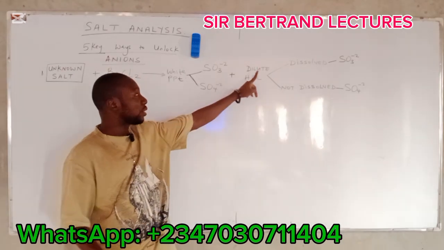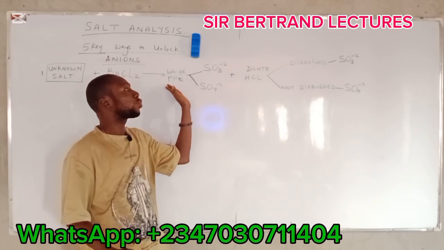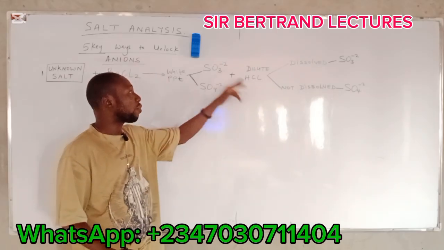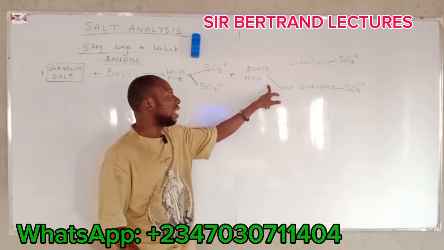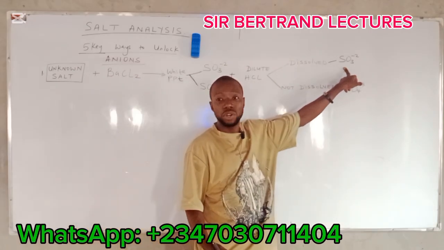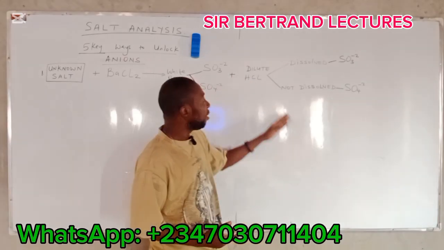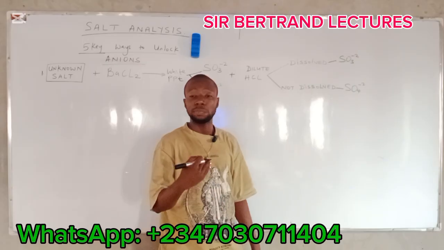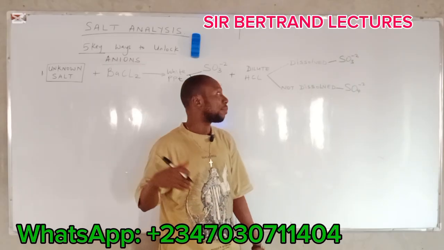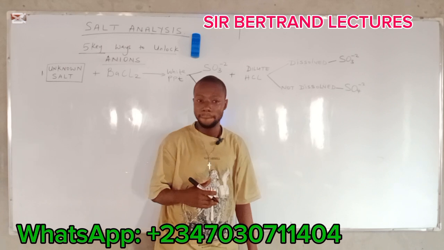If the precipitate dissolves, after you must have added barium chloride to the sample, which gives white precipitate, if the precipitate dissolves in the presence of dilute hydrochloric acid, it indicates that the sulfite ion is present in the source sample. Do you understand? Then if the precipitate does not dissolve, it shows that the anion that is present in the unknown source sample is sulfate ion. Is that clear? All right.